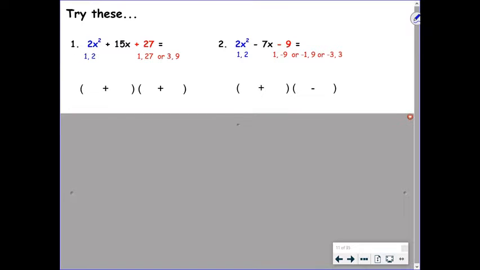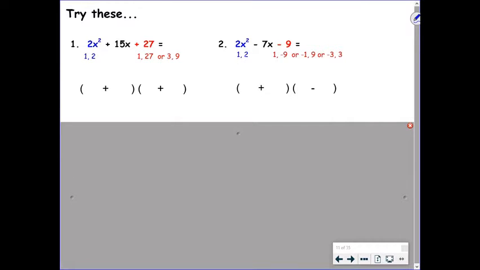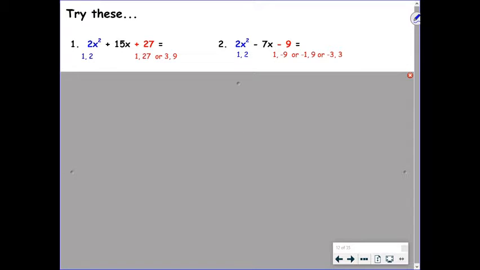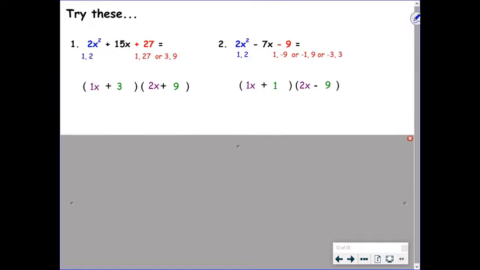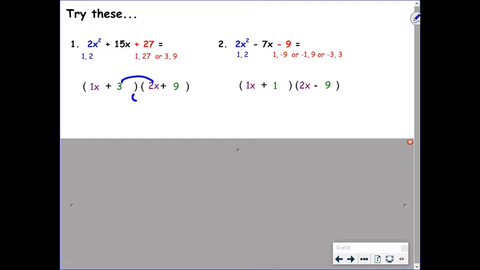So if I'm looking at this one, I have 2x squared, so that's going to be a 1x and 2x. I have 27. Well, that could be 1 and 27 or 3 and 9. If I'm looking at this, I probably wouldn't try 27 and 1 first, because 27 gets me a pretty big number. So I'd try the 3 and the 9, and I think 3x and 2x is 6x, 1x and 9x is 15x. Yep, I think it's 1x plus 3 and 2x plus 9.